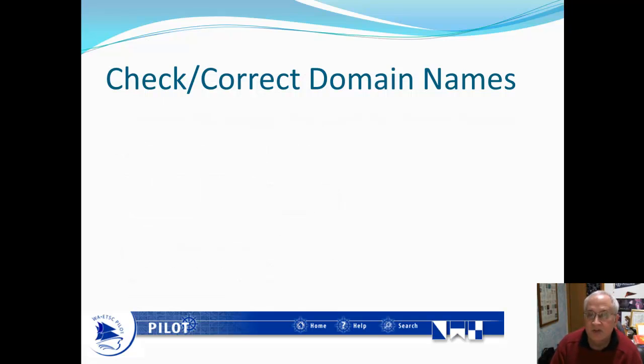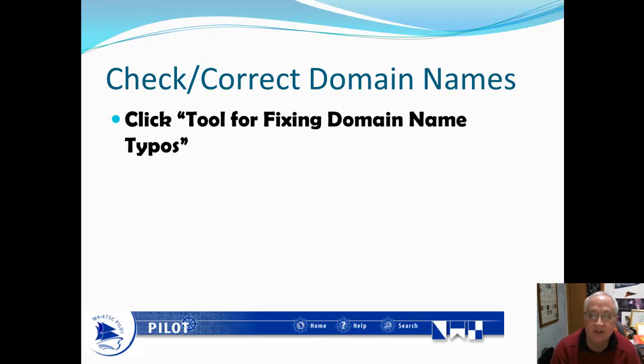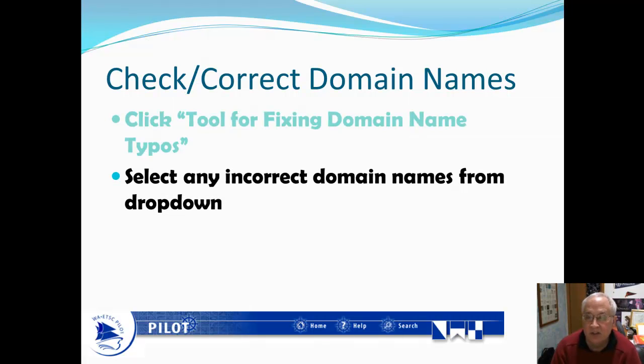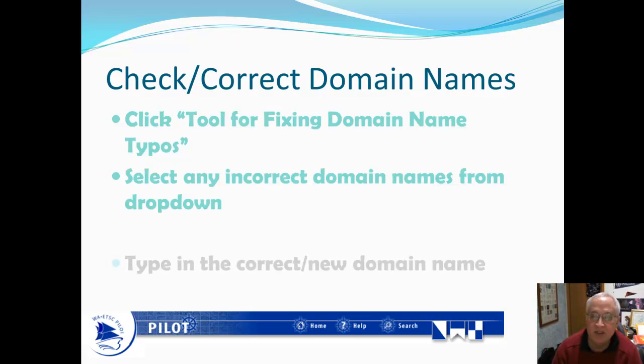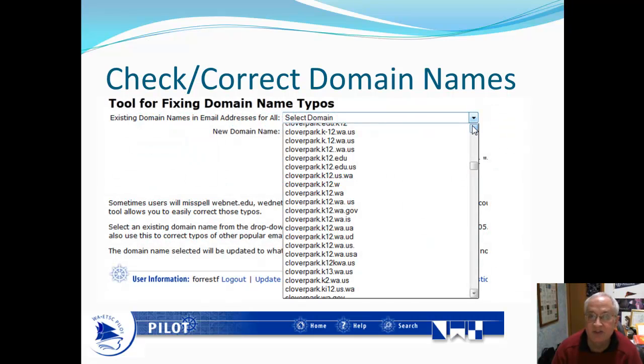So the first step would be to correct any domain names that might have been entered incorrectly by users. And to use this tool, it's fairly straightforward. You simply select any incorrect domain names from the drop-down list, and then type in the correct or new domain name, and then press Save.